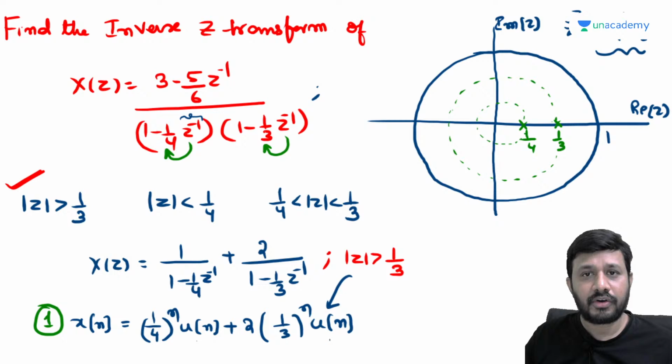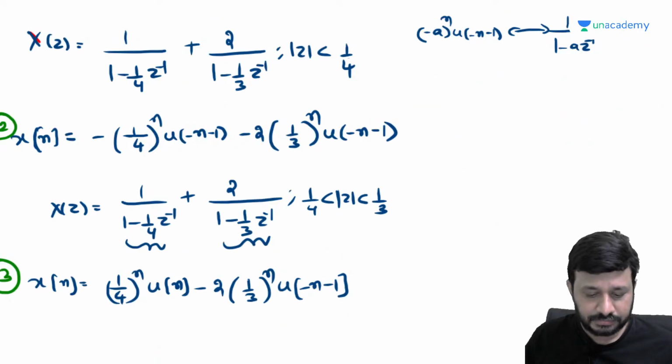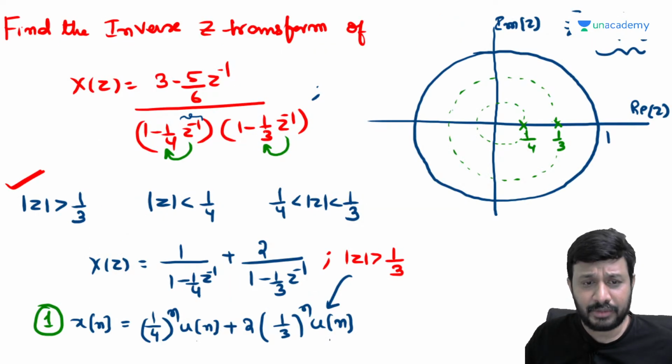How many are absolutely summable? Ramakrishna, 2. See, look here, absolutely summable I said. If the signal is absolutely summable, the discrete time Fourier transform must exist.